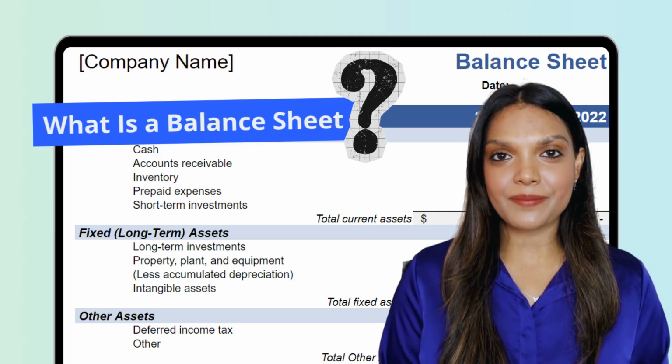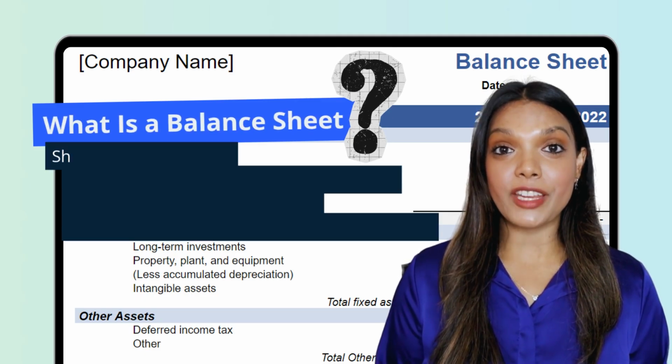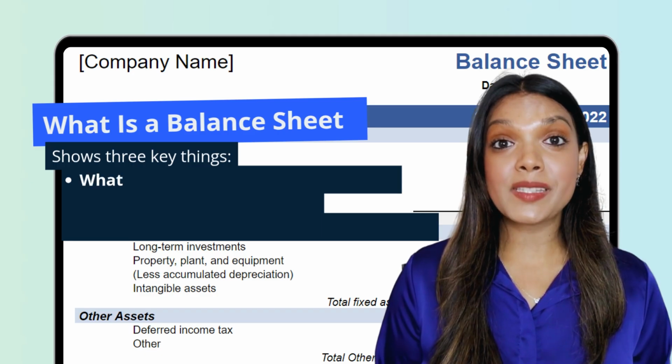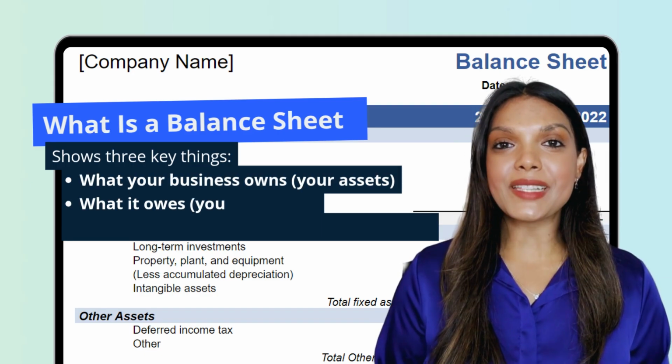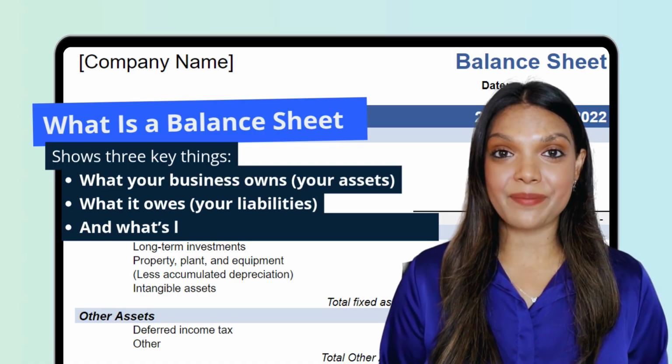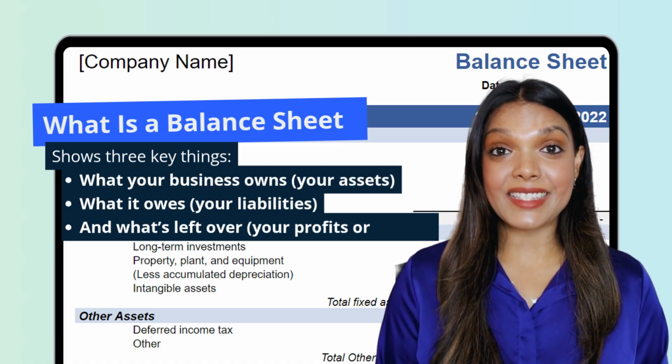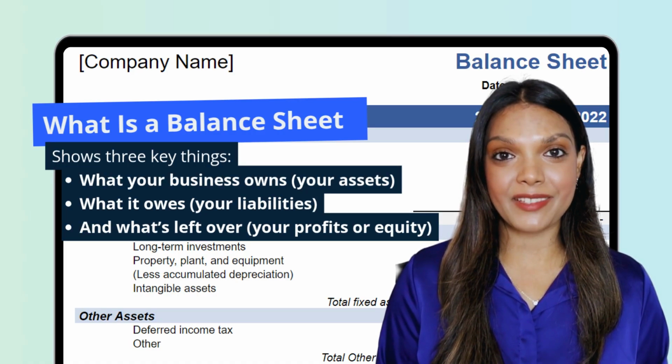What is a balance sheet? Let's start with the basics. A balance sheet shows three key things: what your business owns, your assets; what it owes, your liabilities; and what's left over, your profits or equity. And as they say in accounting, assets equals liabilities plus equity. A balance sheet is there to make sure that your numbers add up.